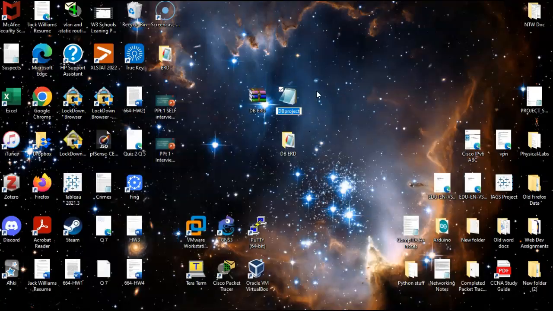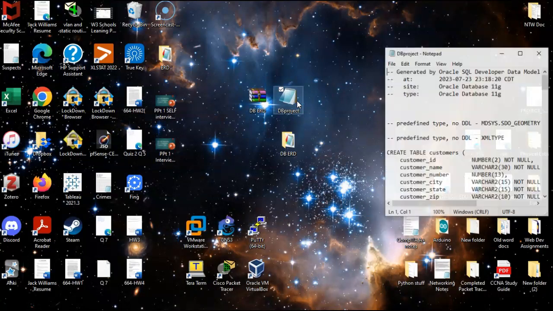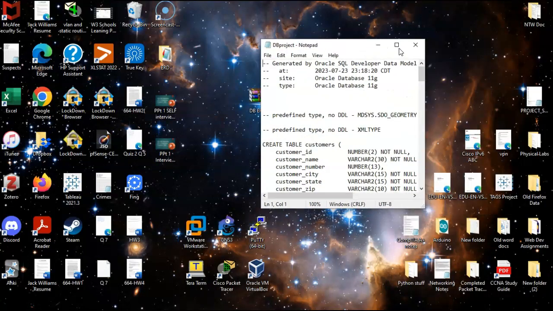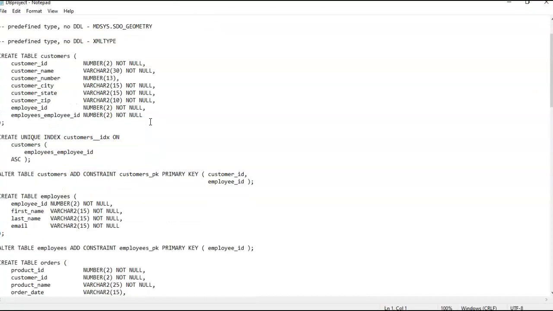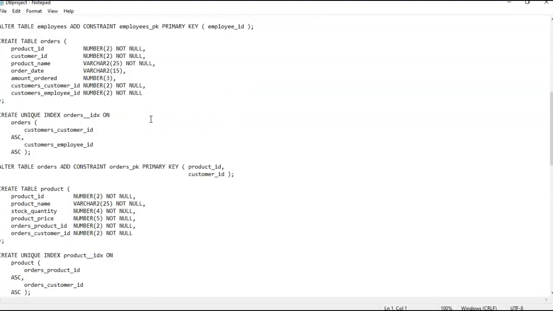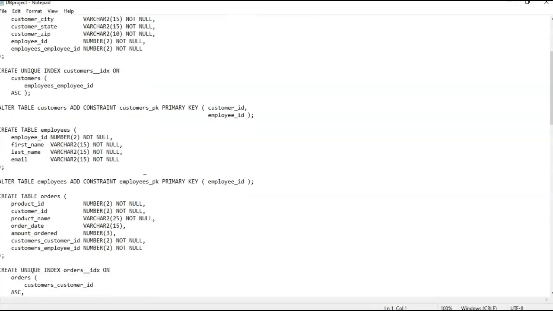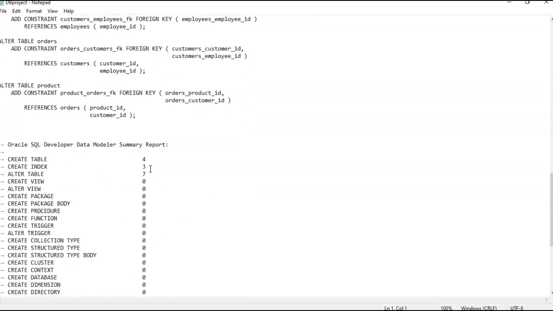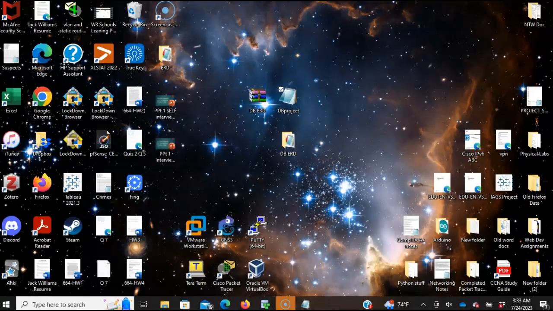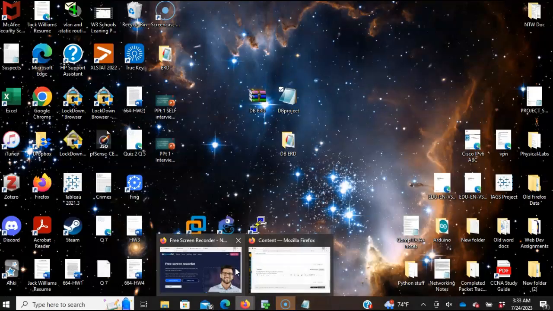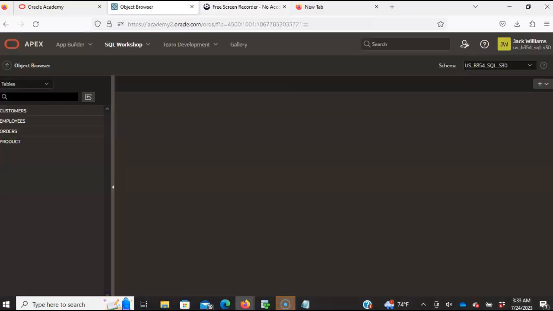So this is the script that was generated by Data Modeler, and here we are in Apex.